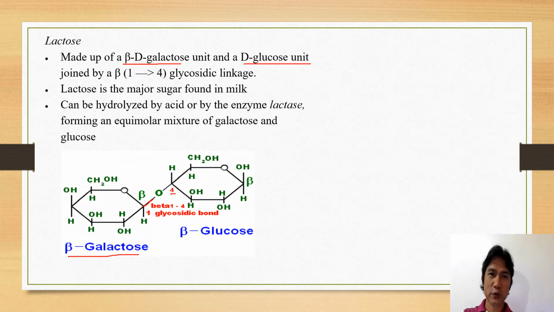So lactose is the major sugar found in milk, and when we drink food containing lactose, in the small intestine this bond, the beta 1,4 glycosidic bond, will be hydrolyzed, or broken down, by the enzyme lactase. This lactase is present in the small intestine. So when the beta 1,4 bond is broken, what will be produced is an equal amount of galactose and glucose. So remember, the specific bond in lactose is the beta 1,4 glycosidic linkage.